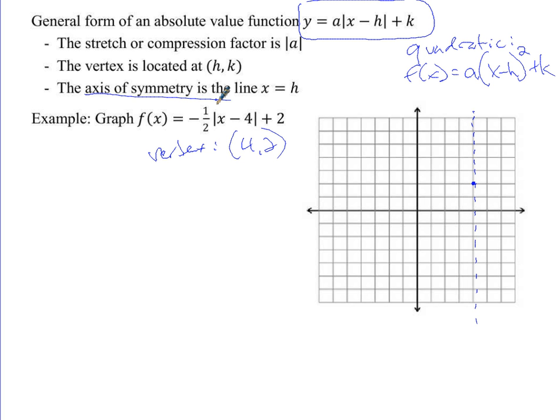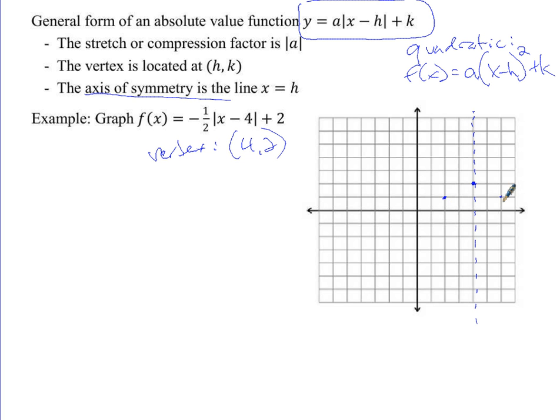We'll check that. So we need to pick a couple of points. Since I have that 1/2 sitting there, I want to make sure that I wind up with an even number here so I'm not worried about fractions. So instead of going to 3, let's go to 2. If I plug 2 in, I get 2 minus 4, which is negative 2, the absolute value of which is 2. 2 times negative 1/2 is negative 1. Negative 1 plus 2 is 1. So (2, 1), right there.